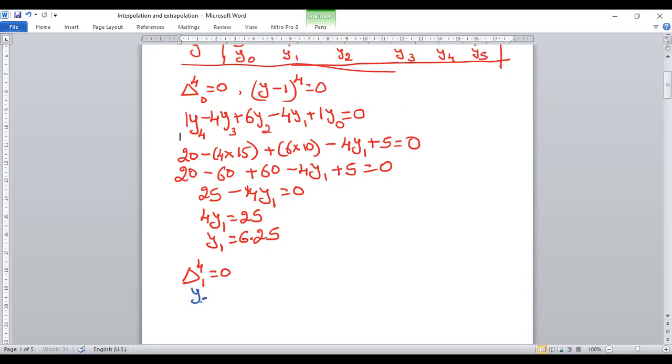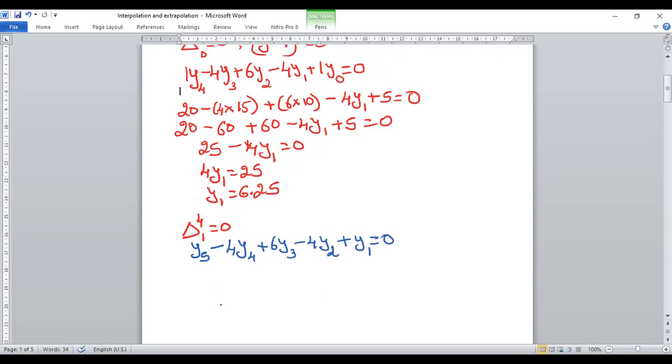1 into y4 can be written as y5, sign as it is, for minus 4 as it is, then y4 plus 6 into y3 minus 4 into y2 plus 1 into y1 can be written as y1 is equal to 0. The y4 became y5, where y3 was it becomes y4, where y2 was it becomes y3, where y1 was it becomes y2, where y0 was it becomes y1 is equal to 0. Then the known values are substituted in this equation.